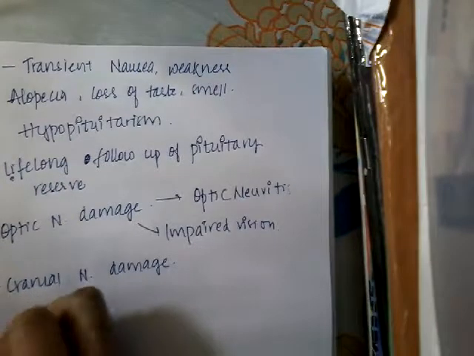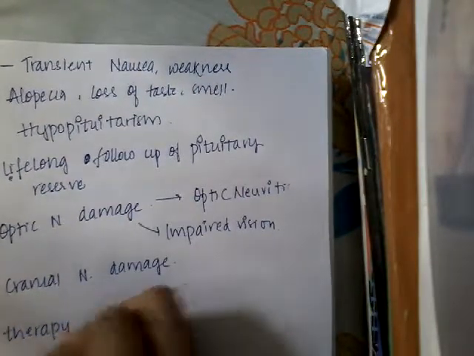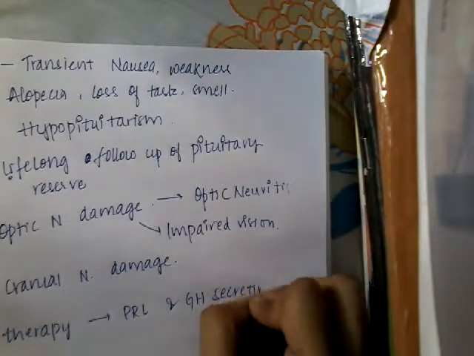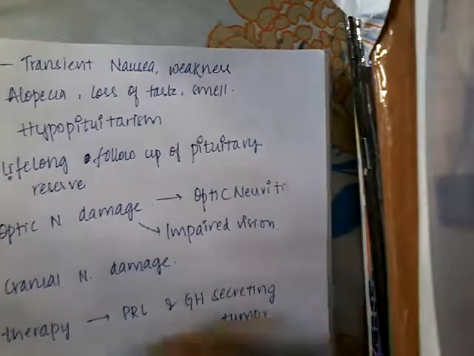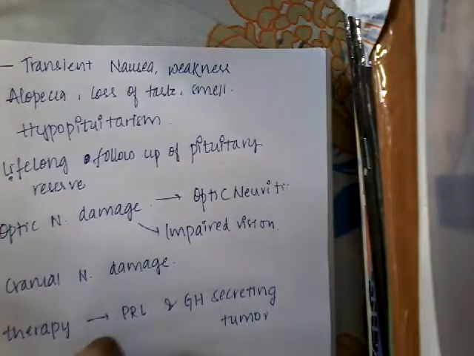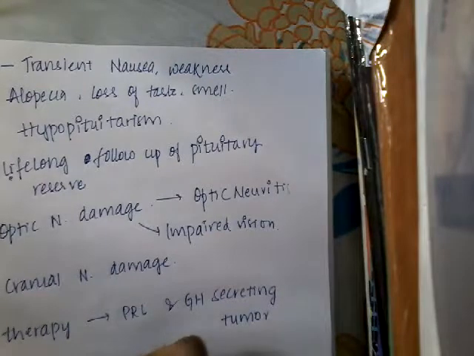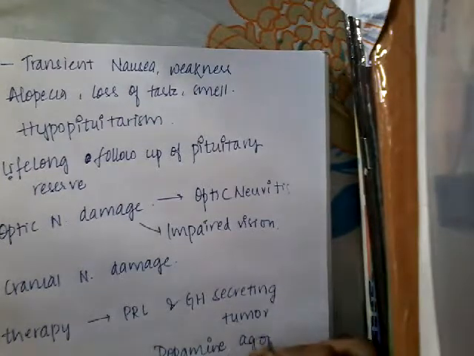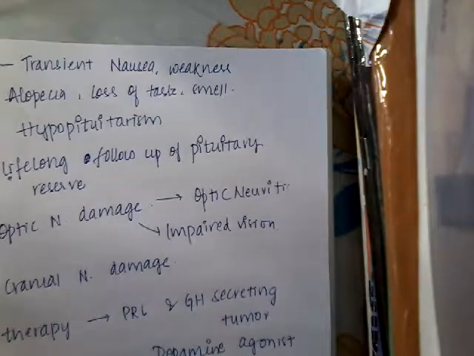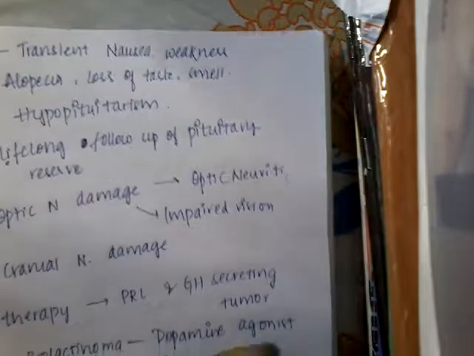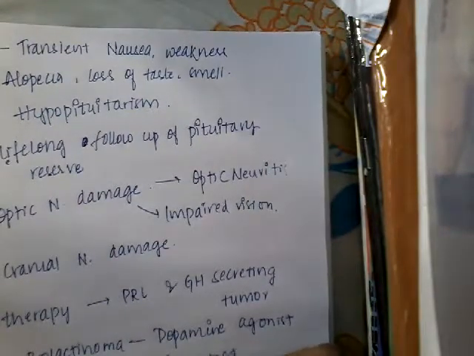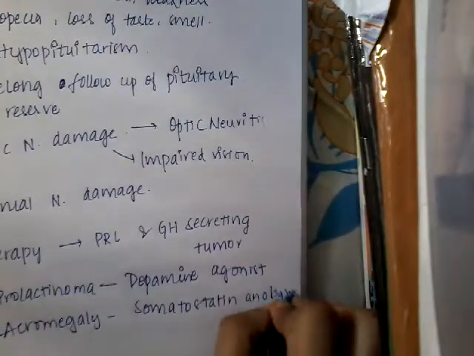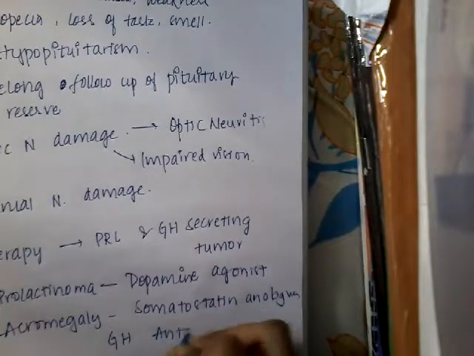Then medical therapy. Medical therapy is done mainly for prolactin and growth hormone secreting tumors. For prolactinomas, you can give a dopamine agonist. It is the treatment of choice. For acromegaly, you can give somatostatin analogs, or you can also give growth hormone antagonists.